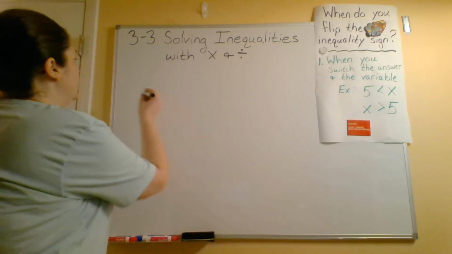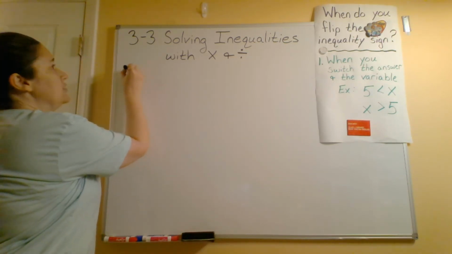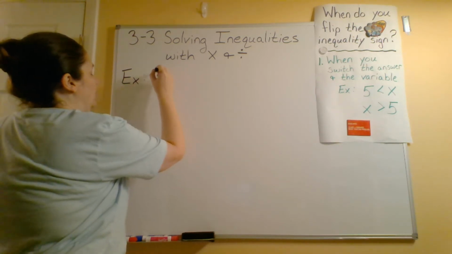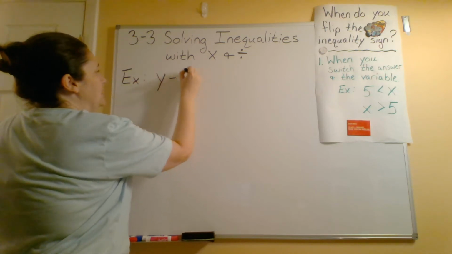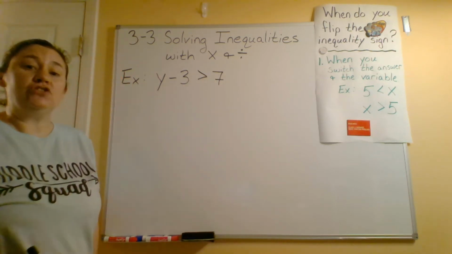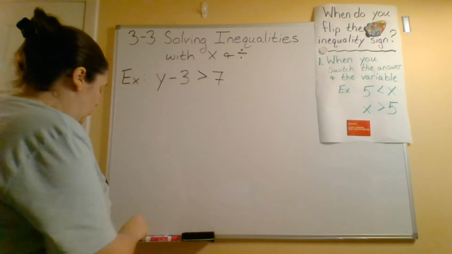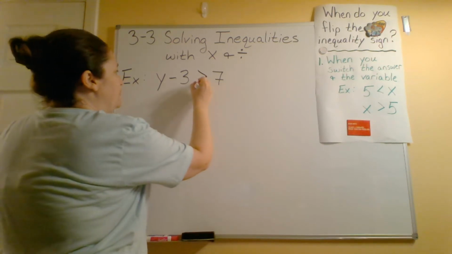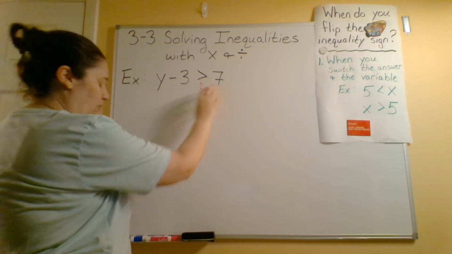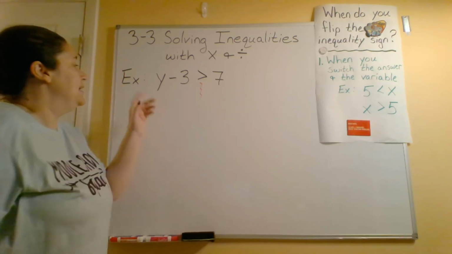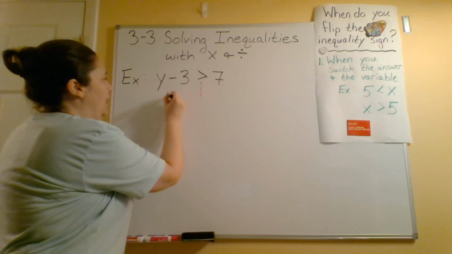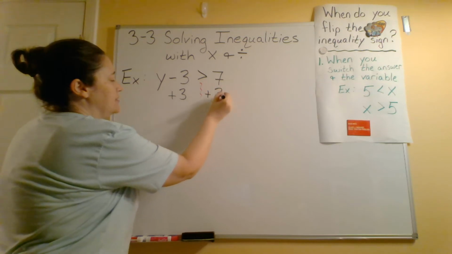just to refresh us. Yesterday we did solving inequalities with adding and subtracting. So for example, if you had y minus 3 is greater than 7, you solve it just like you would an equation. You have to do the same thing to the left and the right side of the inequality sign. So whatever you do over here, you have to do over here as well. And you look for the variable. You say they're subtracting 3, so I need to add 3 to both sides.